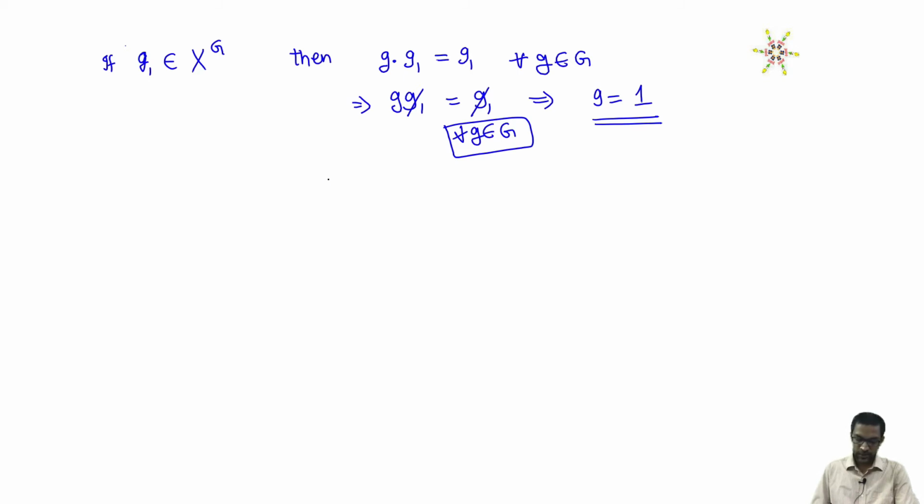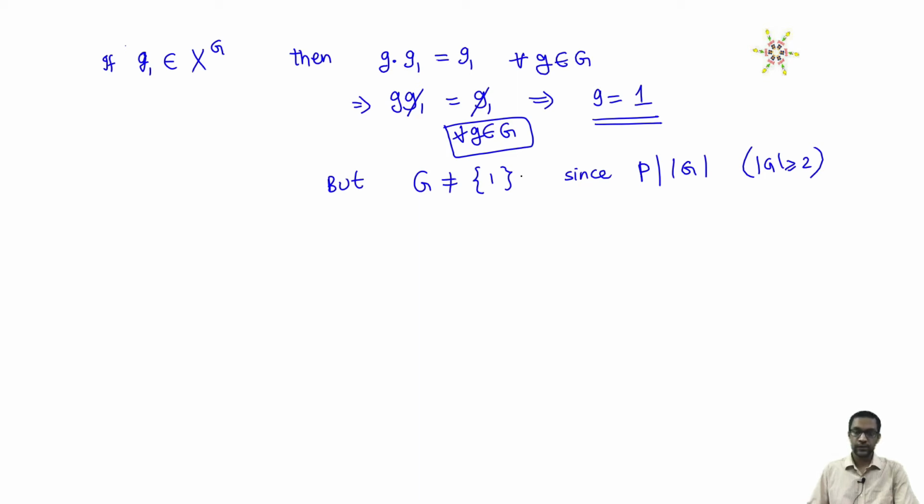But remember we know that G is not the identity group. G is not just the group with a single element, since we have already assumed that its cardinality is divisible by some prime number. So in other words, cardinality of G is necessarily 2 or more. So surely there exists an element other than the identity in the group. Therefore I can always find an element G in G other than the identity.